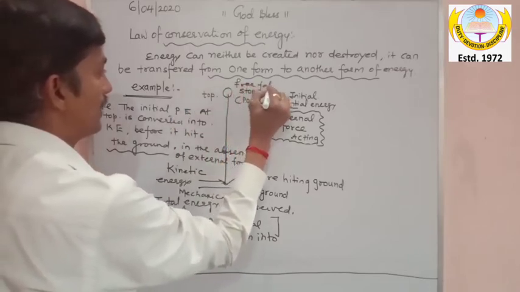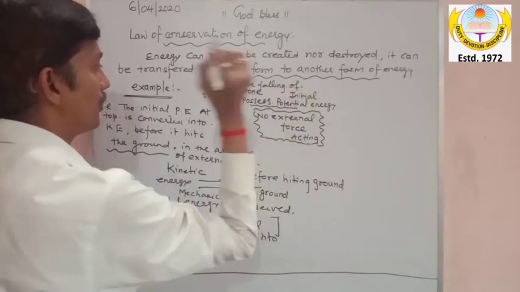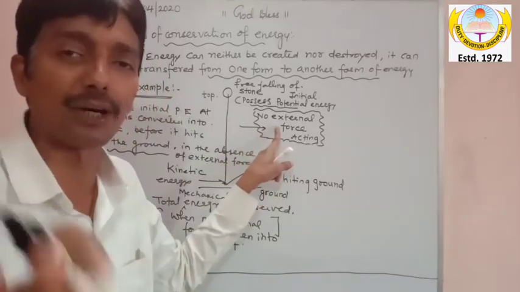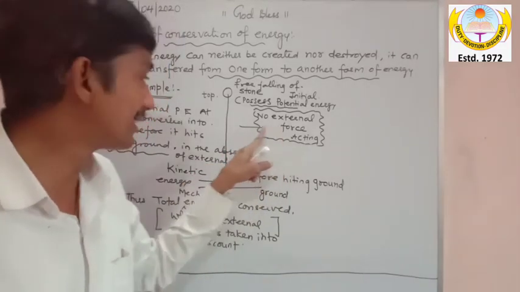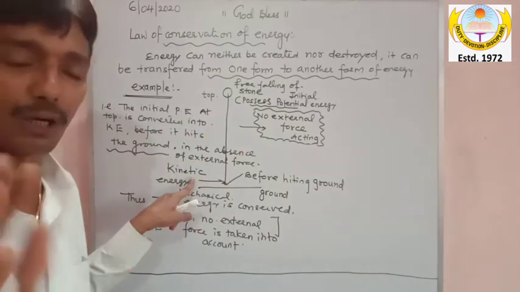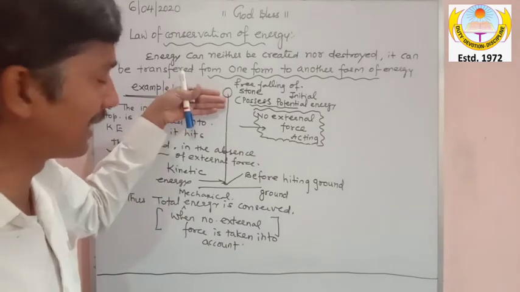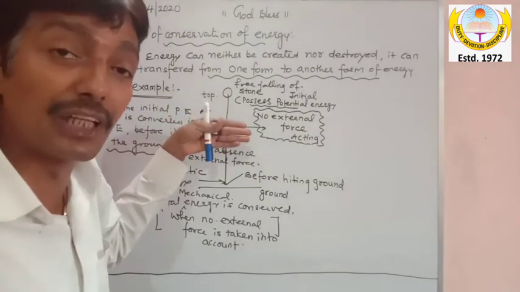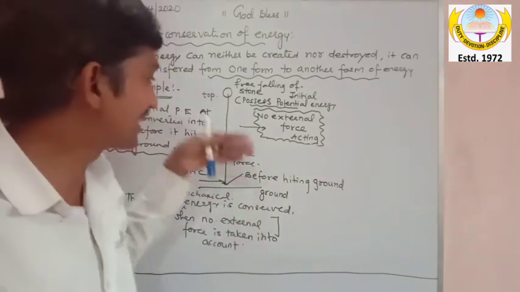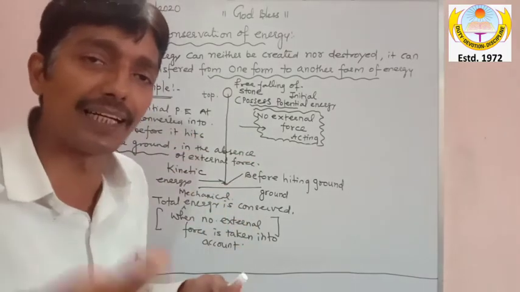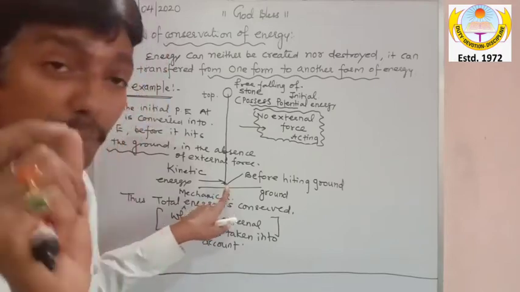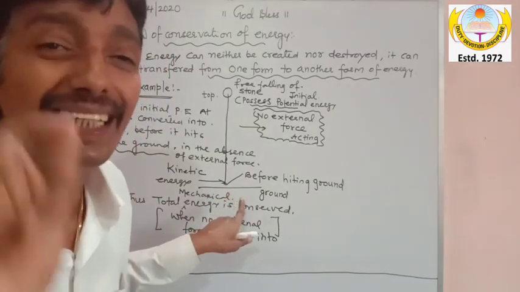Free falling of stone. When I say free falling of stone, it means no external force will act on it. In that case, the potential energy of the stone at the top is converted into kinetic energy. Or you can say, as the body comes down, the potential energy decreases and its kinetic energy increases. I repeat, as the stone is coming down, the potential energy decreases and kinetic energy increases. But my dear, in this topic, the stone is not hitting the ground.